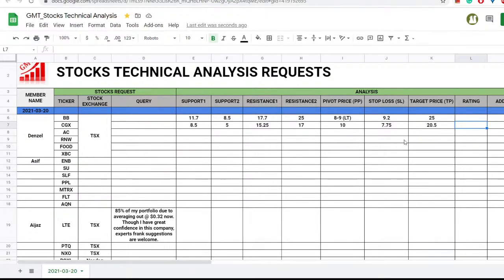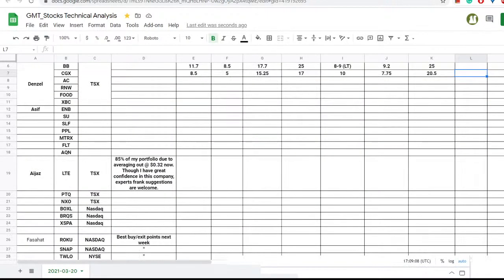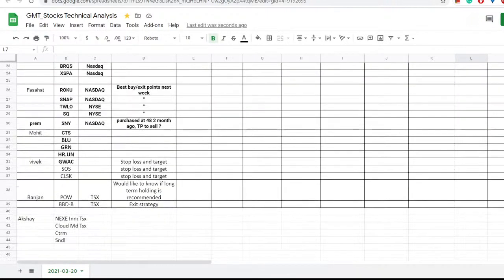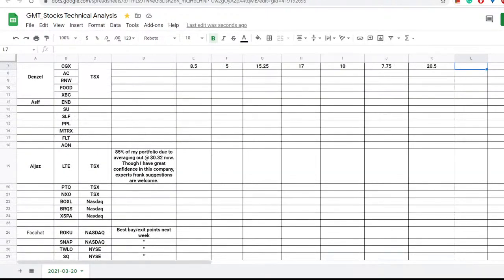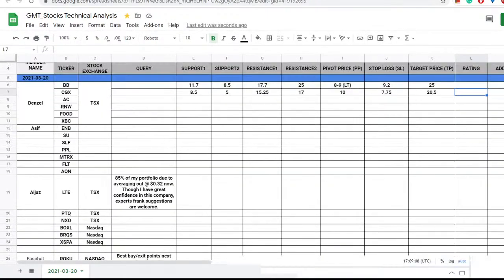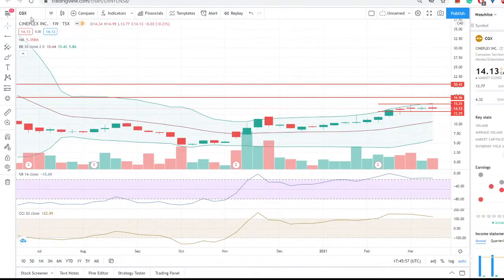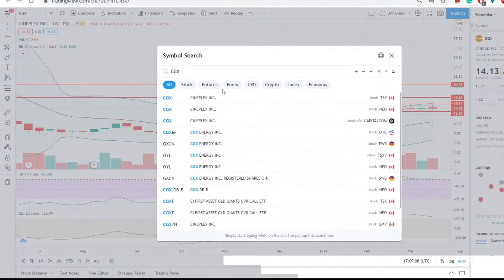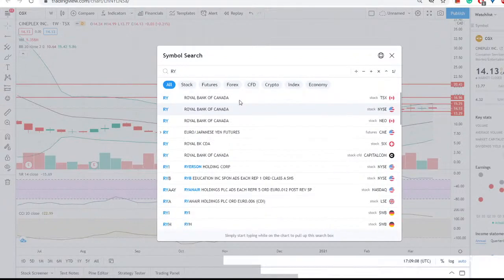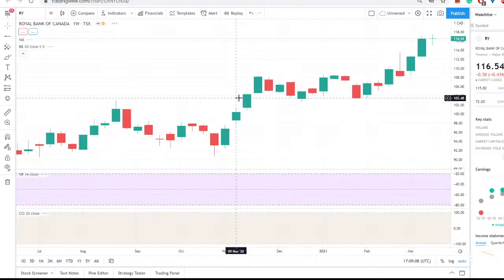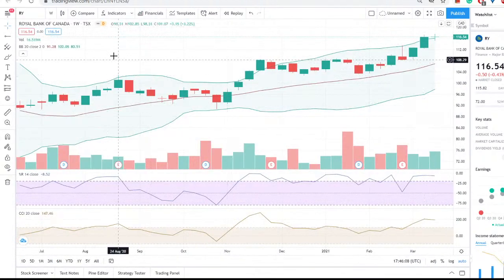I'm surprised nobody's asked for banks. Any banks over here? Do you want us to analyze any of the banks? No, I'm just saying why nobody has asked for a bank. I'm surprised because they're all at their yearly highs. Maybe that's the reason members have not asked. All banks are at the year highs.